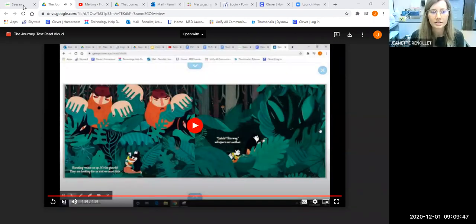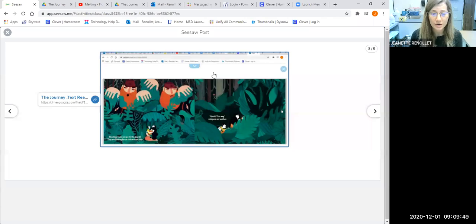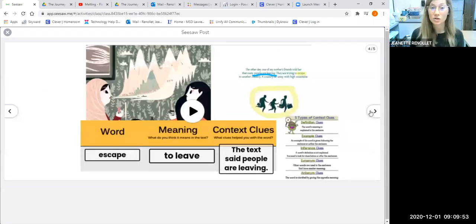All right, so we have just listened to a story, and in that story, there might be some words that you didn't know or that I didn't know. This happens to us all the time when we are reading. We come across a word and we don't know what it means. Well, we're going to take an example from this book called The Journey. We're going to watch this example together and think about how we can figure out the meaning of a word we don't know.